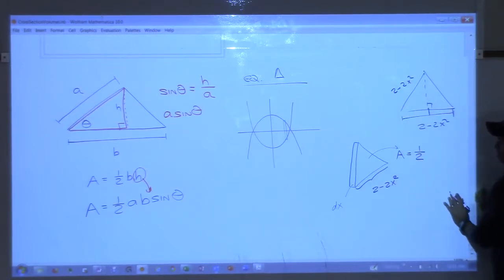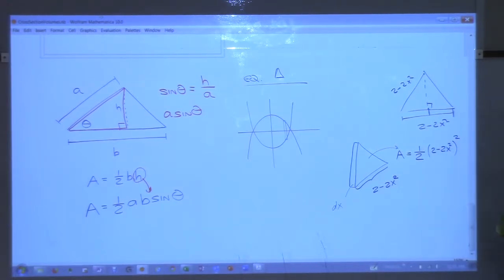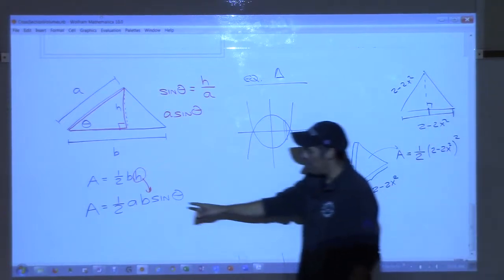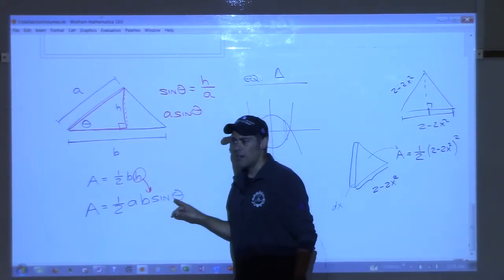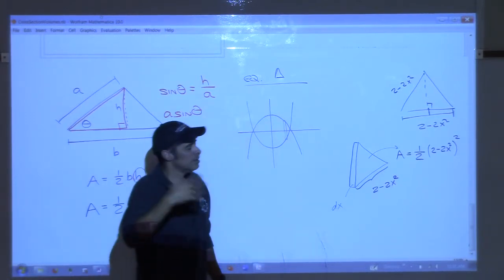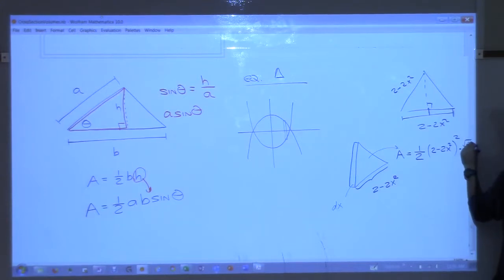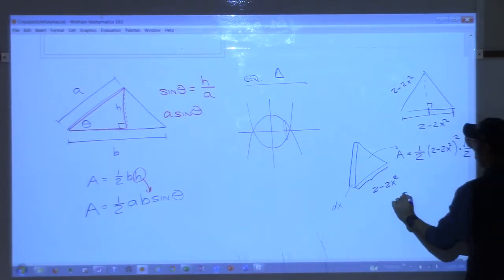So what should I put? 2 minus 2x squared, squared, right? Because it's times itself. So that's your 1/2 AB. And then sine of 60 degrees, sine of pi over 3, right? Which is root 3 over 2. Again from pre-cal. Root 3 over 2. And if I just clean that up a little bit, I'll get root 3 over 4.